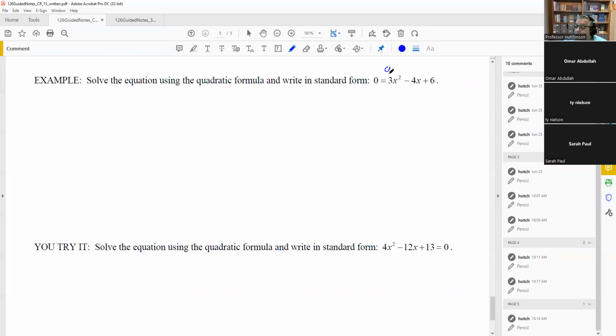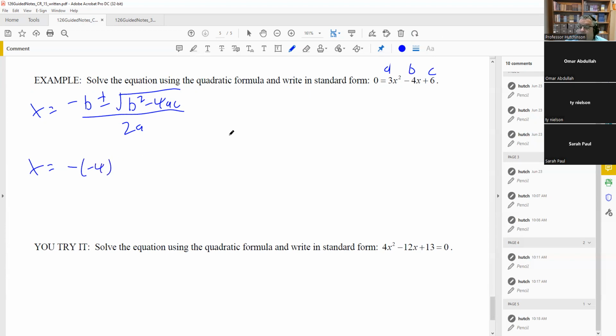Okay, so here's the A is 3, the B is -4, and the C would be 6. Recall from the last section, here is the quadratic formula, and we're going to use that here. We'll just plug in our A, B, and C.